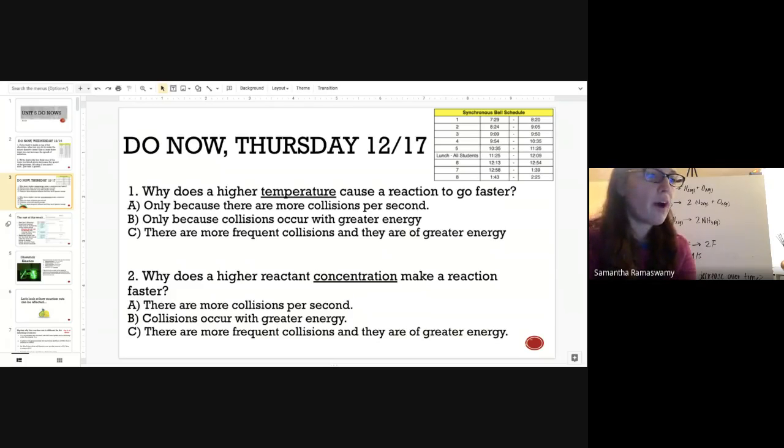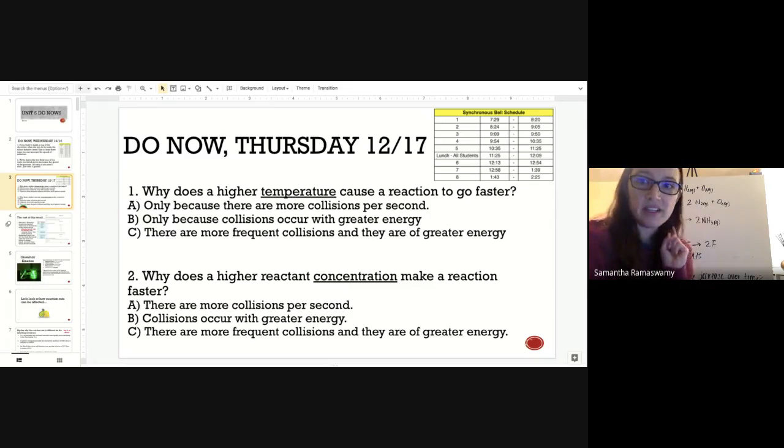Number 2, why does a higher reactant concentration make a reaction faster? When you think about concentration, you're thinking about moles per liter. When we talk about concentration, we're talking about molarity. A higher concentration means a higher number of moles per volume. If we have more moles, we have more reactant, then we have more collisions. Remember that the only thing that will change the energy of the collisions is temperature. So if all we're changing is concentration, then we are allowing more collisions per second. So number 2 is A.